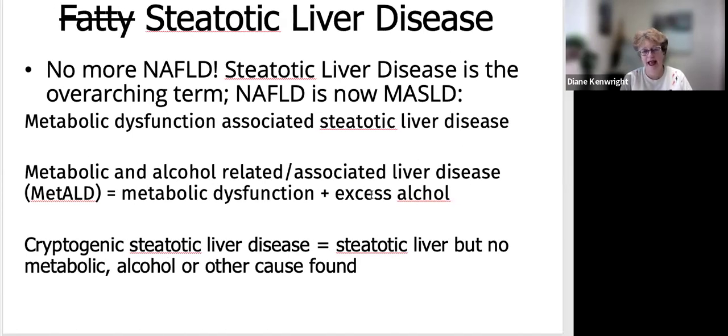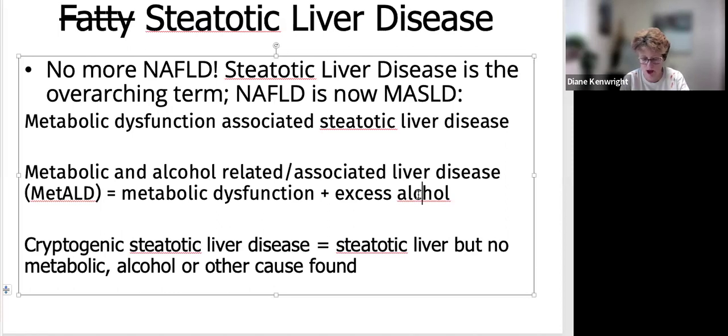If a person has metabolic dysfunction and excess alcohol, I am taking the opportunity to correct my slide there. METALD, metabolic and alcohol associated liver disease. And cryptogenic steatotic liver disease is where there's no cause found.